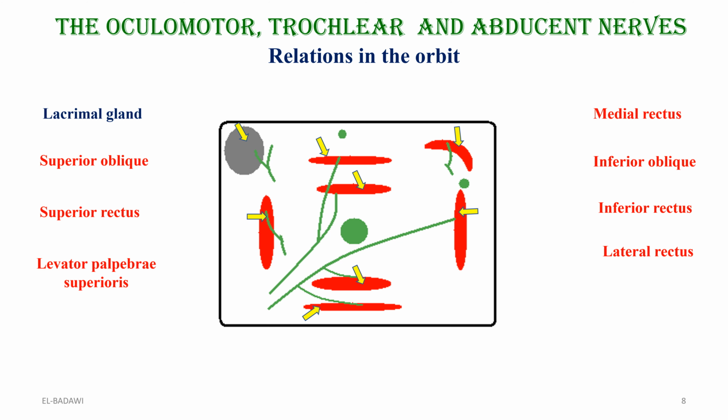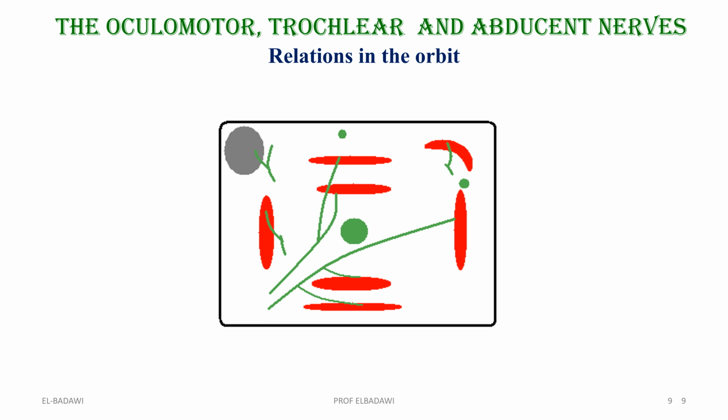This is the arrangement of the structures inside the orbit, where the nerves will be in relation to them. So that's number 5A, you can say. And then the second one, the nerves in relation to these structures.